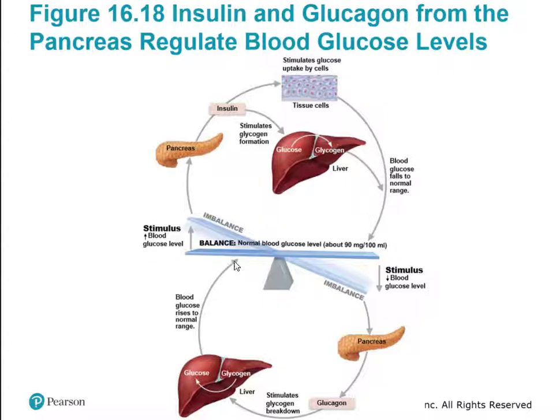The other side of the coin, if we had a decrease in blood glucose levels, so blood sugar is too low, the pancreas will secrete glucagon. So glucagon is going to stimulate glycogen breakdown. So we're going to free up that glucose, tap into our reserves, release it to the blood, and now blood sugar has returned back to normal levels.